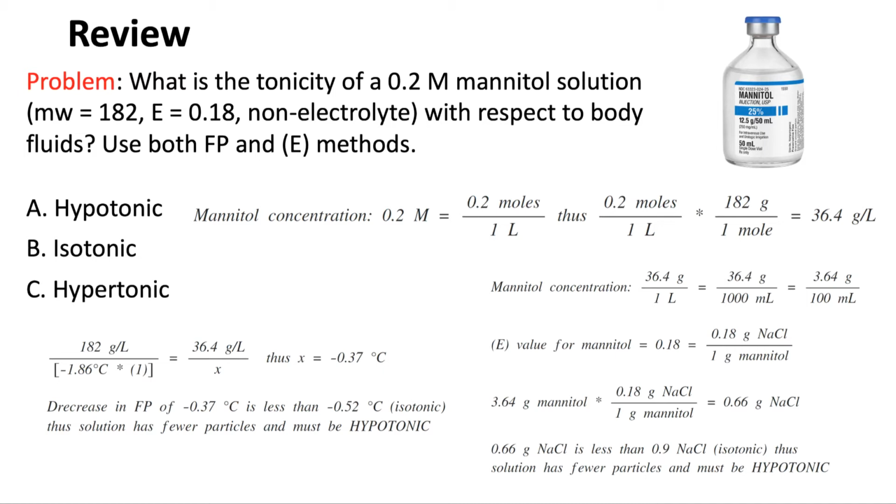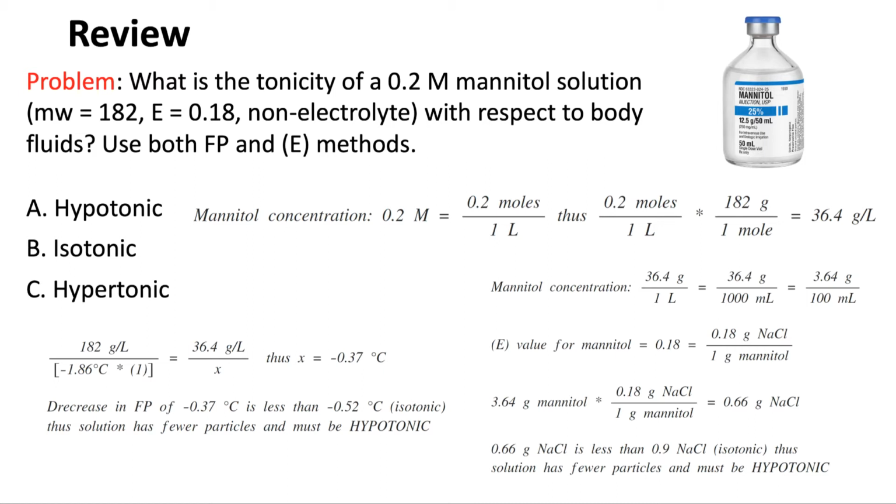Okay? So what we're going to do is take that number and use the E value. So we were given the E value for mannitol at 0.18. Another important thing to memorize from the last lecture was when we give you an E value without any units, it's very important that you're able to put units with it. So an E value for mannitol of 0.18 means that mannitol has the equivalence of 0.18 grams of sodium chloride per 1 gram of mannitol. That is, 1 gram of mannitol produces the same osmotic force as 0.18 grams of sodium chloride.